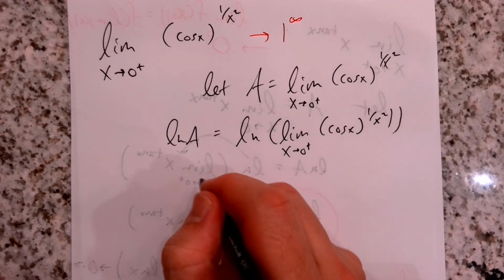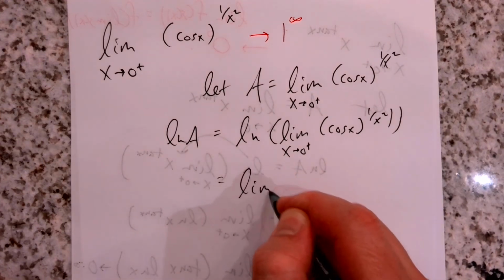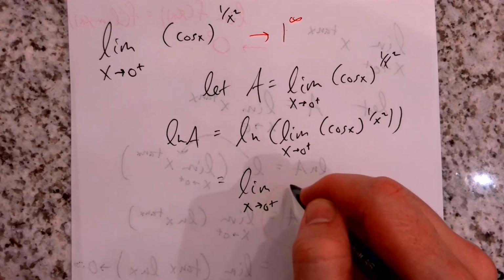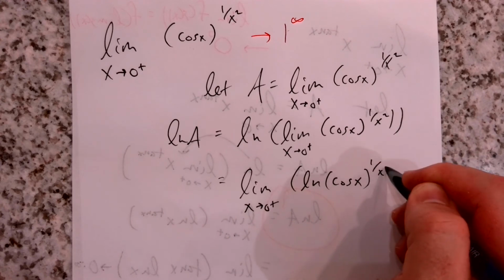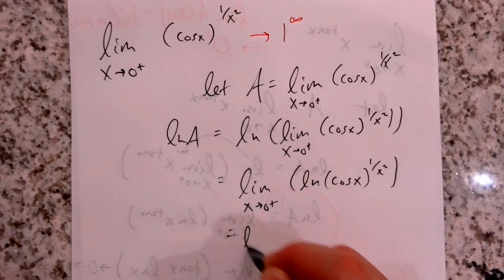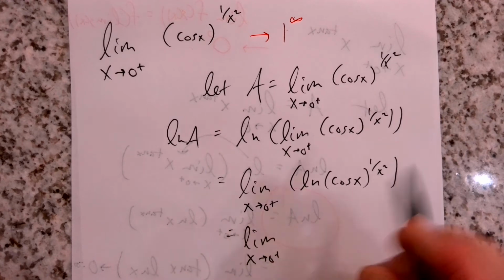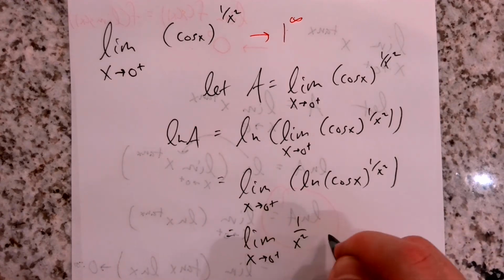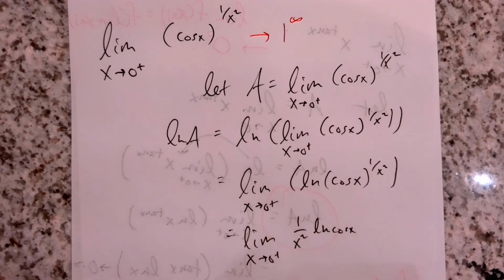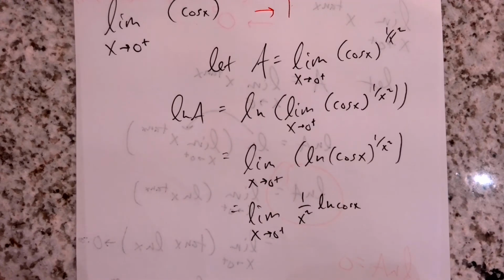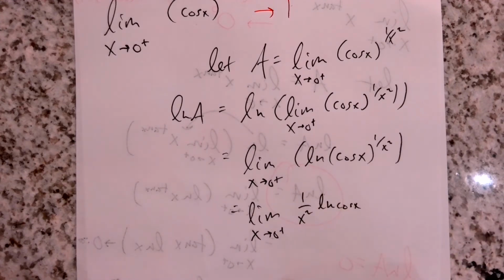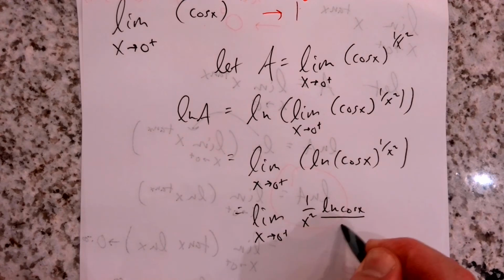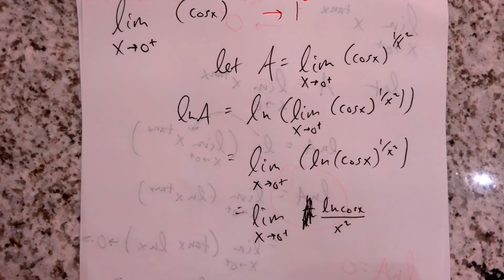The properties of limits allow you to put that log into the limits. And the property of logs lets you put that exponent down to the front. And then before we do the rule or even try to find the limit, we'll just rewrite that expression a bit. We'll just put it over x squared. So instead of 1 over x squared times it, just divide by x squared.